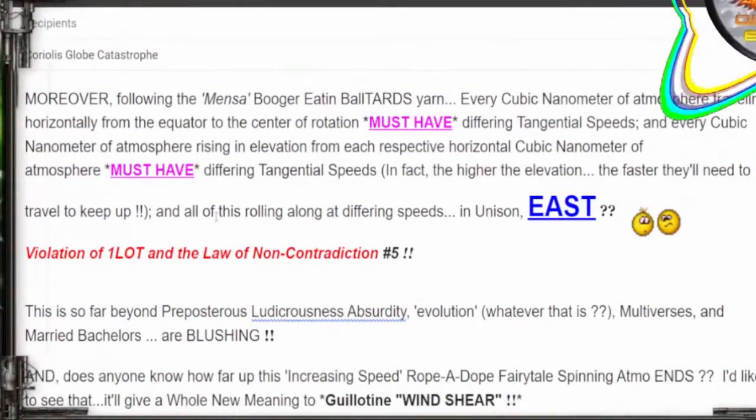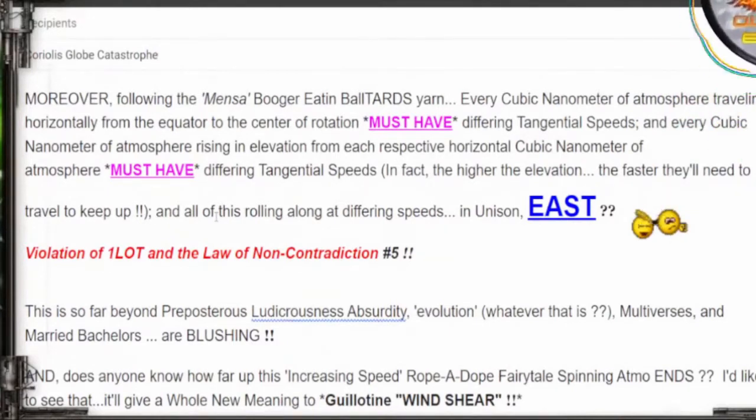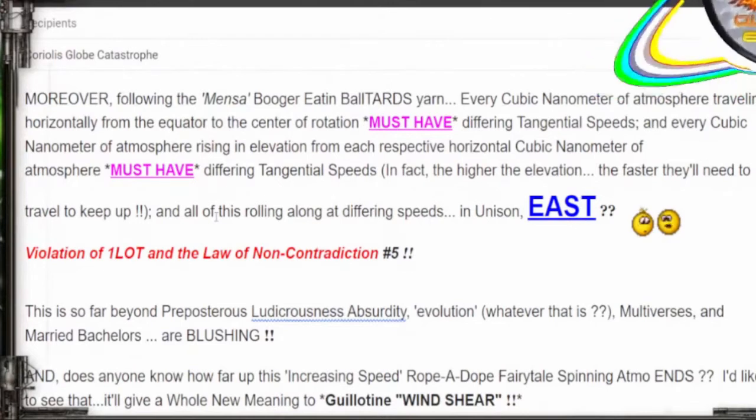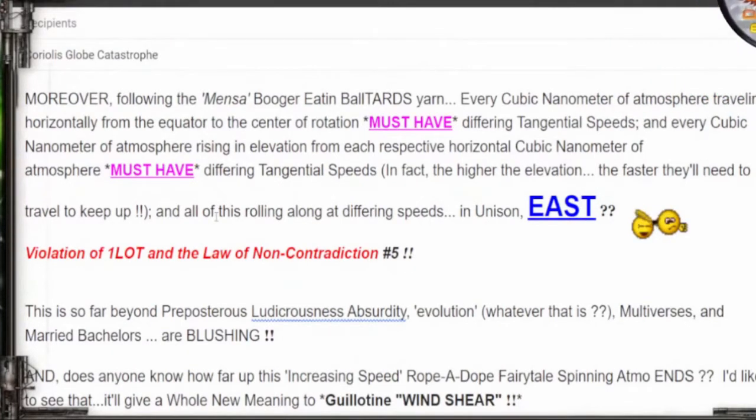Or GIFs. Moreover, following their yarn, every cubic nanometer of atmosphere traveling horizontally from the equator to the center of rotation must have differing tangential speeds. And every cubic nanometer of atmosphere rising in elevation from each respective horizontal cubic nanometer of atmosphere must have differing tangential speeds. In fact, the higher the elevation, the faster they'll need to travel to keep up. And all of this rolling along at different speeds in unison east, eh? Ha! Violation of the first law of thermodynamics and the law of non-contradiction number 5.